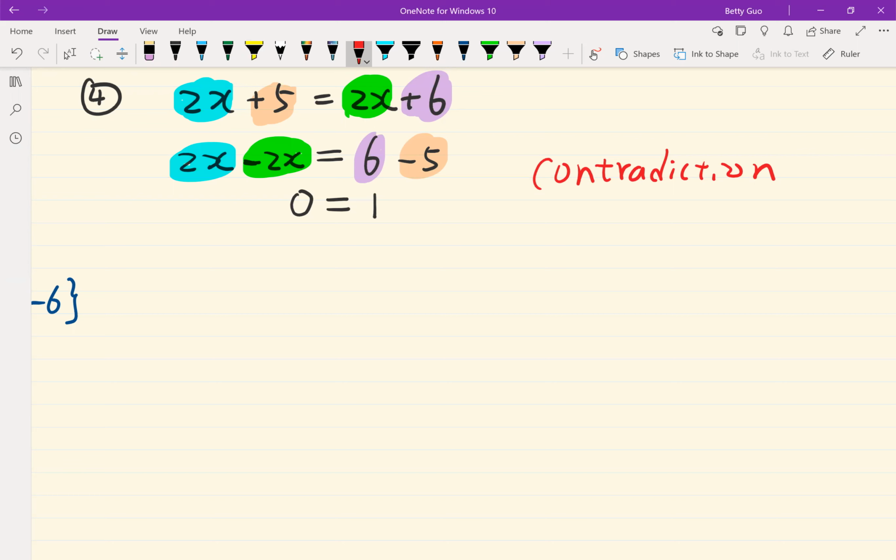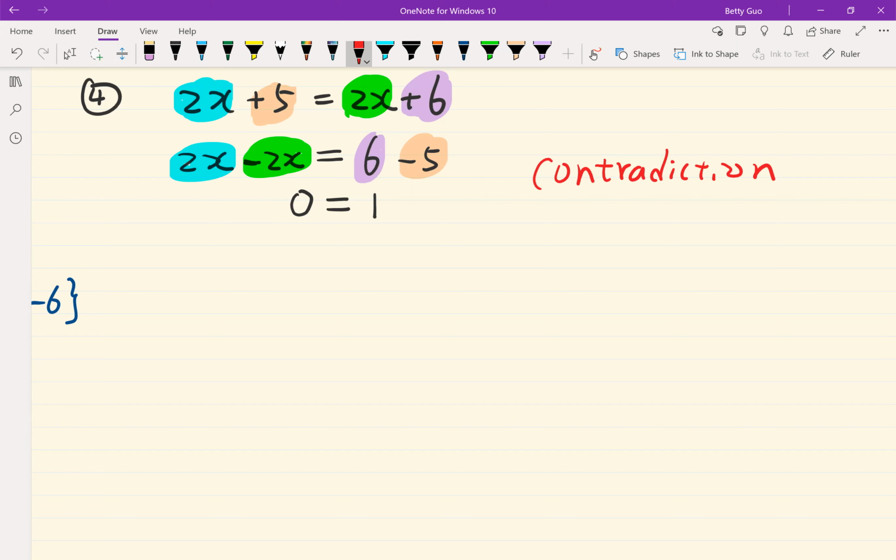0 equals 1. 0 equals 1 obviously is a contradiction, right? So if 0 equals 1 is a contradiction, it means the original equation is also a contradiction. It means no matter what x equals, the equation is always false. See that? No matter what x equals, this blue and this green cancel each other, so we always have 5 and 6 equal to each other. That's always a contradiction.